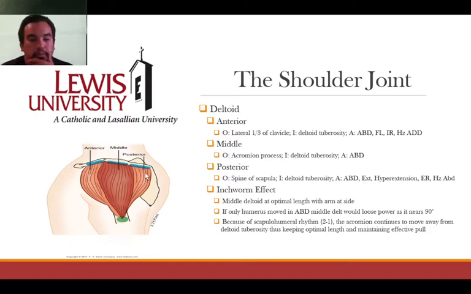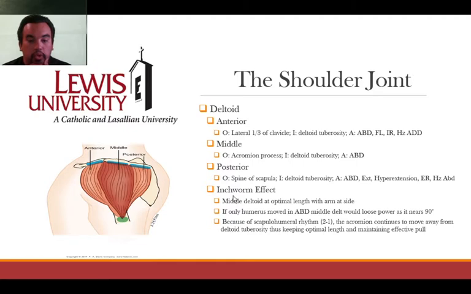The posterior portion of the deltoid muscle originates at the spine of the scapula and inserts again at the deltoid tuberosity. Its actions are abduction, extension, hyperextension, external rotation, horizontal abduction.